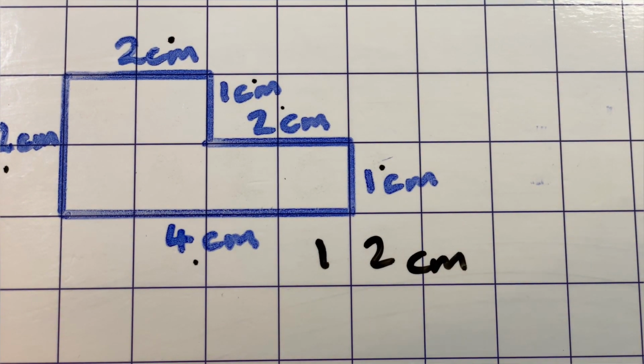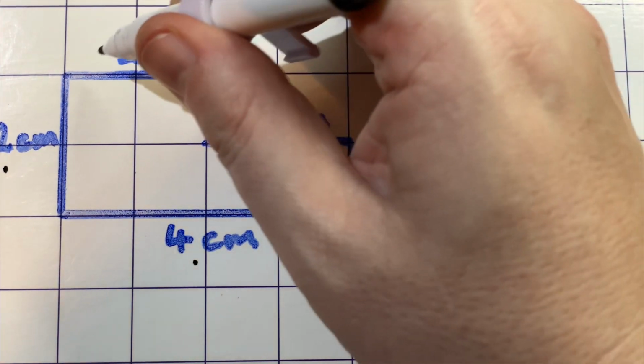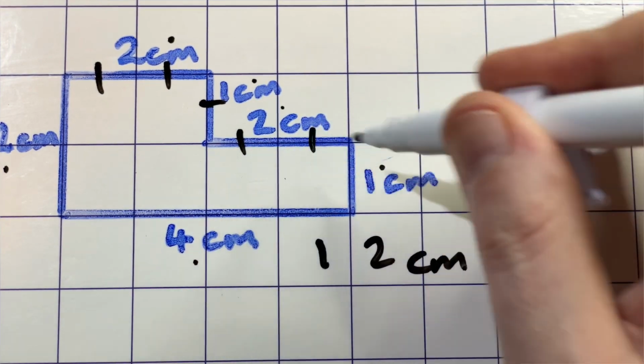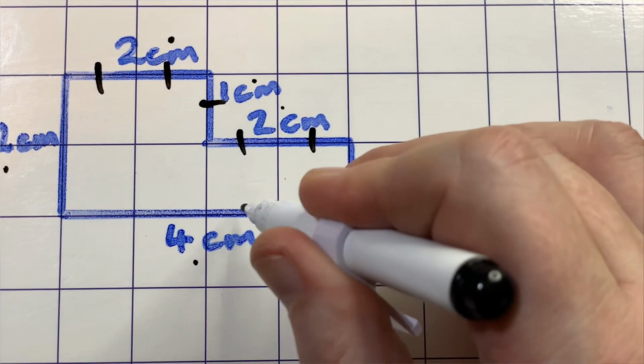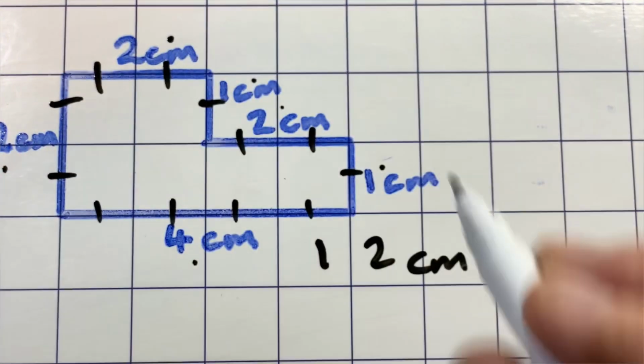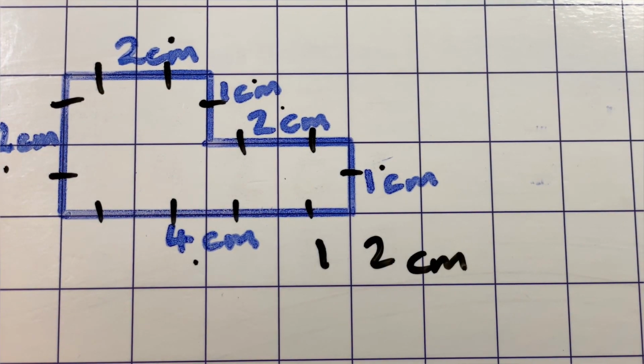If you're using the method that we first started out about, where you're counting squares, again, it's quite easy to do. So 1, 2, 3, 4, 5, 6, 7, 8, 9, 10, 11, 12, giving us the same answer of 12 centimetres.